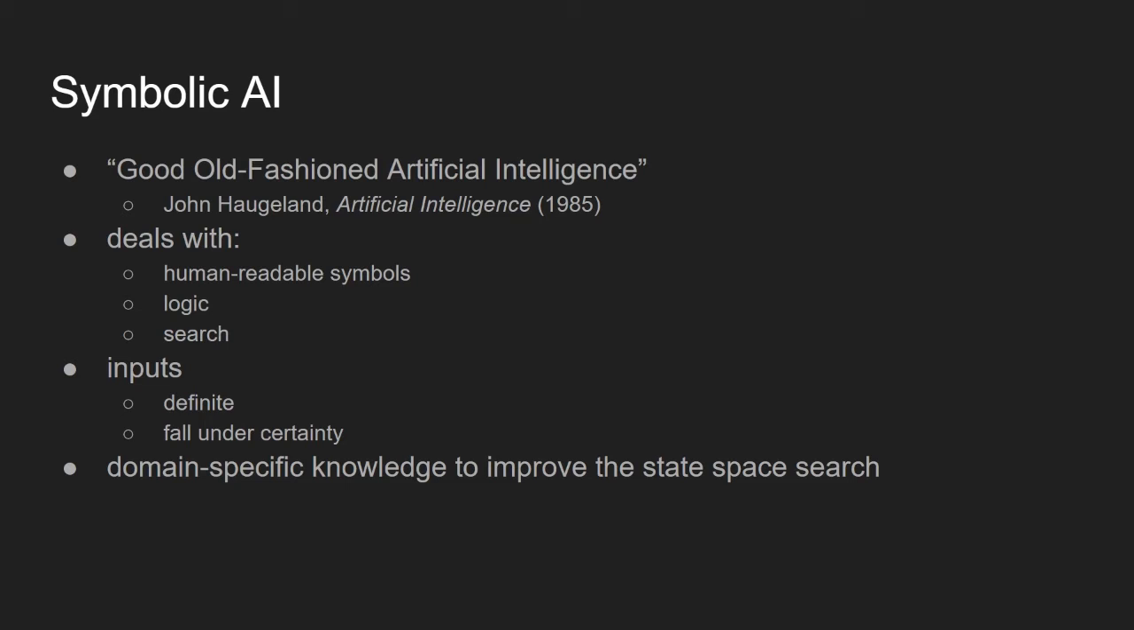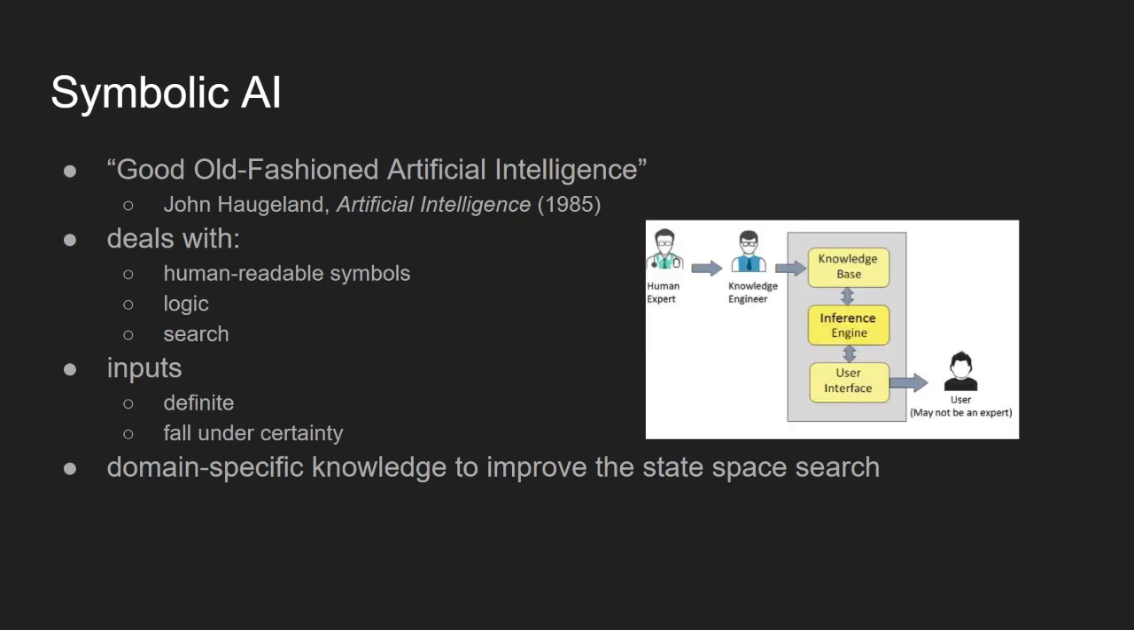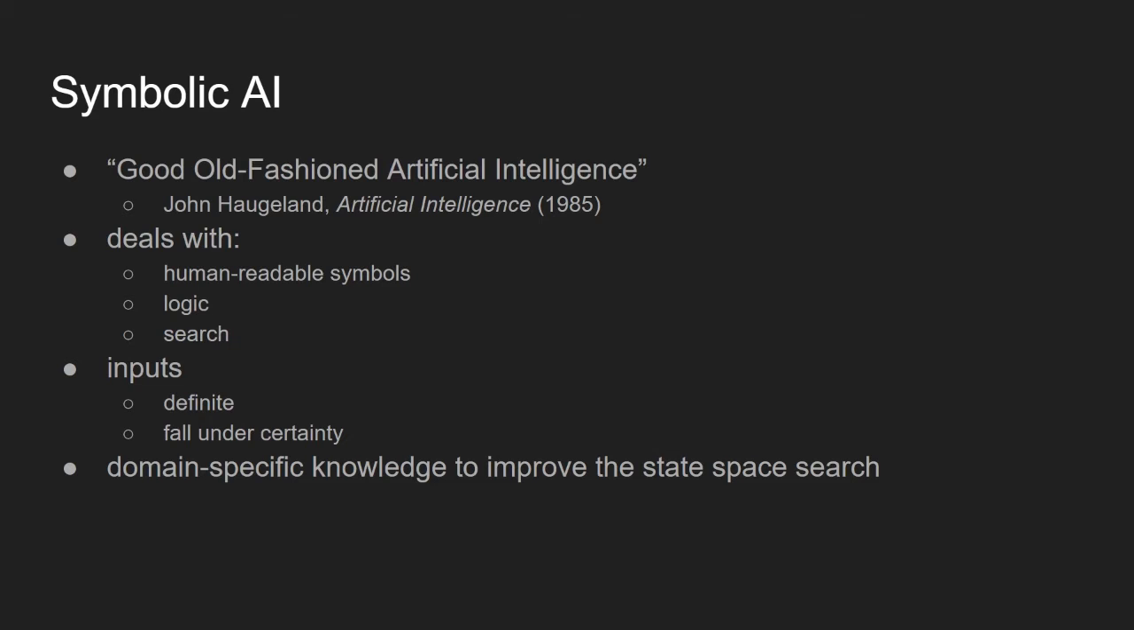Such inputs under this approach are definite and fall under certainty. Examples of applications of symbolic AI are rule-based expert systems, which use a network of production rules to connect symbols similarly to if-then statements, theorem provers, intelligent forms of search, constraint-based approaches, etc. The symbols used in symbolic AI are grounded with sensory perception. The system works with domain-specific knowledge to improve the state-space search.